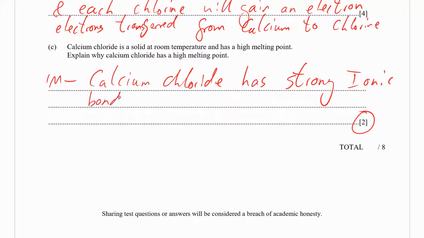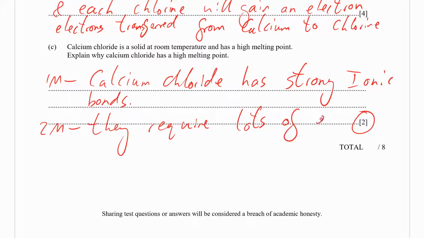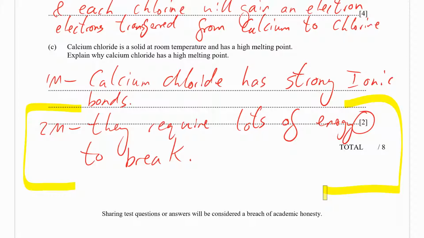Ionic bonds. And the second mark is to say they require lots of energy to break. And just as a top tip, this second mark here, always put this if you've identified a strong bond. Okay, it was pretty much always worth a mark, and it could count up to maybe 3 marks in your actual GCSE paper of just writing that stock statement of they require lots of energy to break.